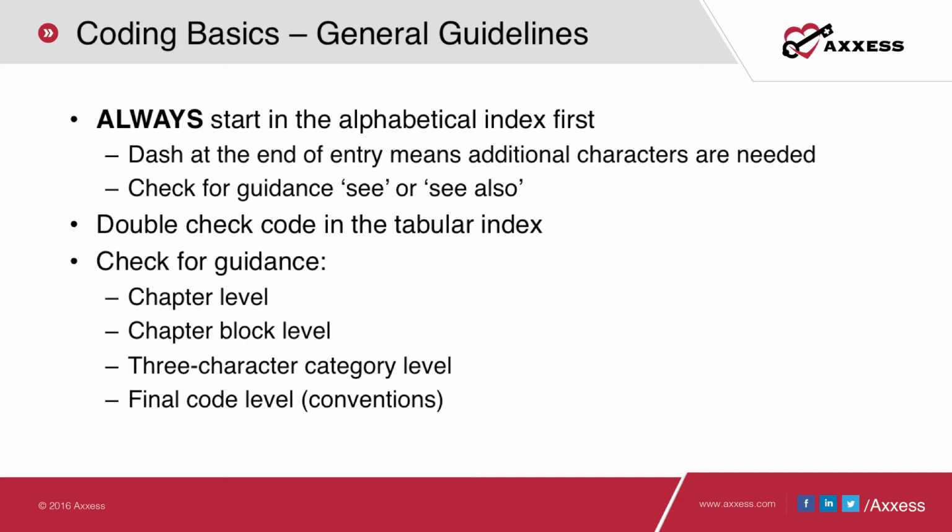You should also make sure you check for the guidance "see" or "see also," and if you find that, make sure you treat that as a command and not a suggestion, because oftentimes there's additional information at the entry that's referenced by "see" or "see also" that will get you to a more specific code than what you originally looked up. Once you find the code in the alphabetic index, you want to double check that code in your tabular index, and that's the chapter section of your code book. Once you're in the tabular index, you need to check for additional guidance at the chapter level, the chapter block level, the 3-character category level, and then final code level. And these specific pieces of guidance in the tabular are called conventions.